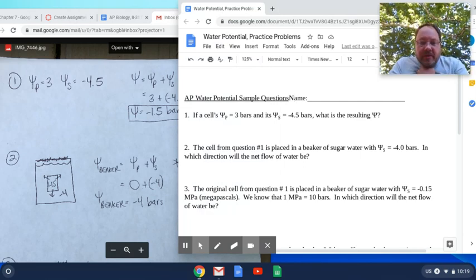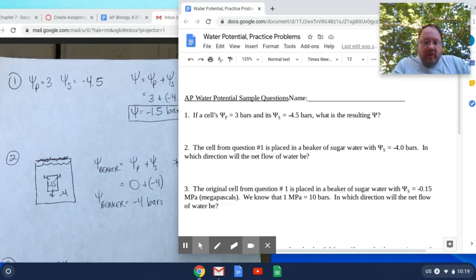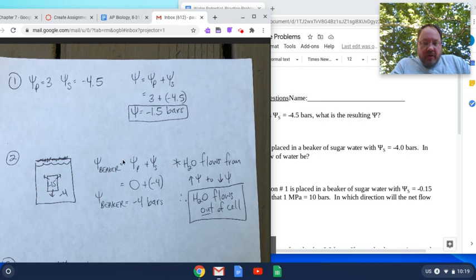The second problem here says the cell from question 1 is placed in a beaker of sugar water with a solute potential of negative 4 bars. In which direction will the net flow of water be? So again, water will flow in and out of the cells, but they're looking at the overall flow of water here. So I like to draw or write down what we know.